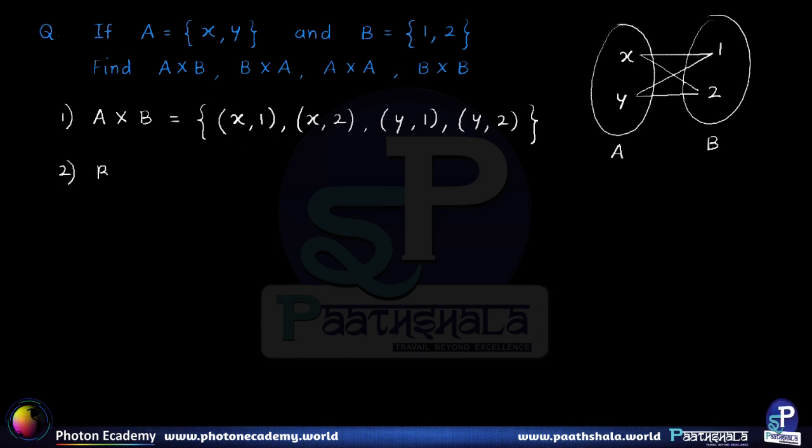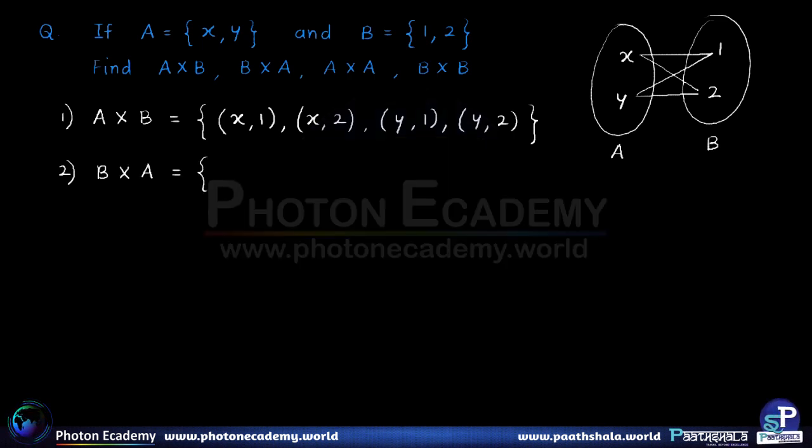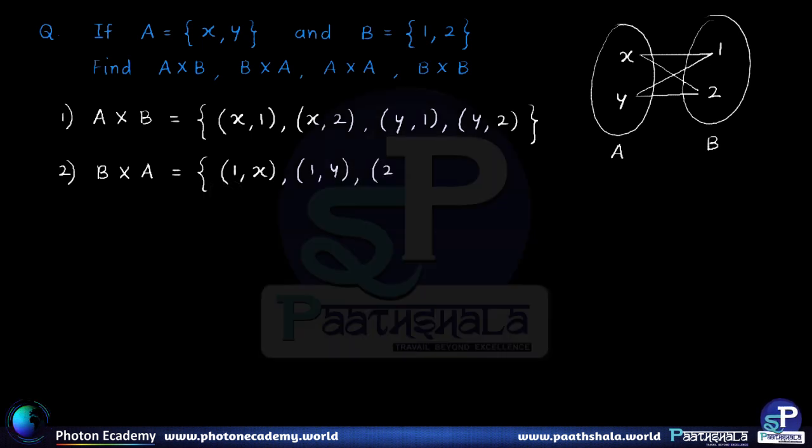Based on this, we can write down the Cartesian product of B and A easily. Here the two sets get reversed, that is, B becomes the first set and A becomes the second set. So we can write the pairs as (1, x), (1, y), (2, x) and (2, y). Here also we can see that A cross B is not the same as B cross A. That is what is meant by the Cartesian product not being commutative.